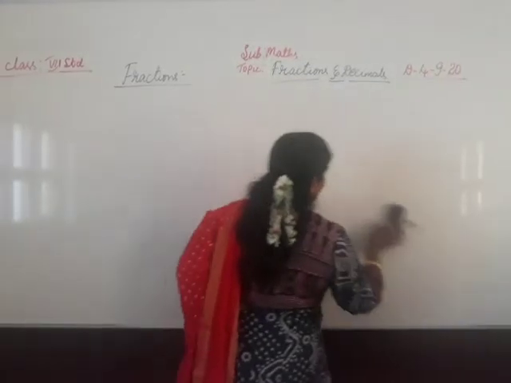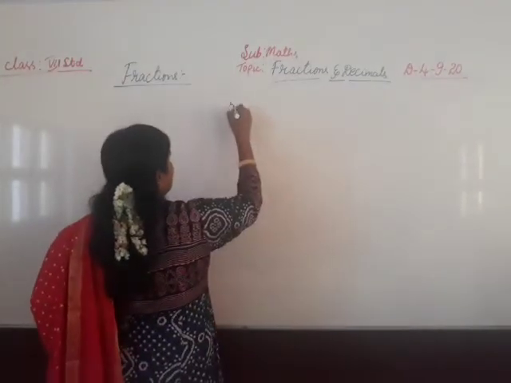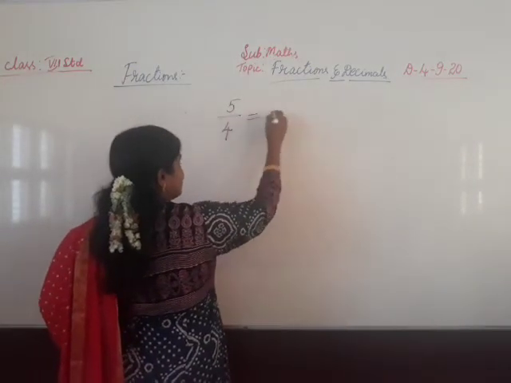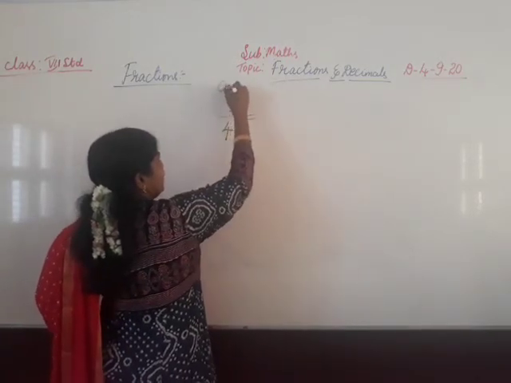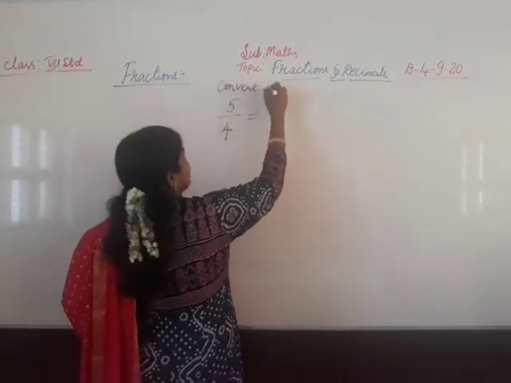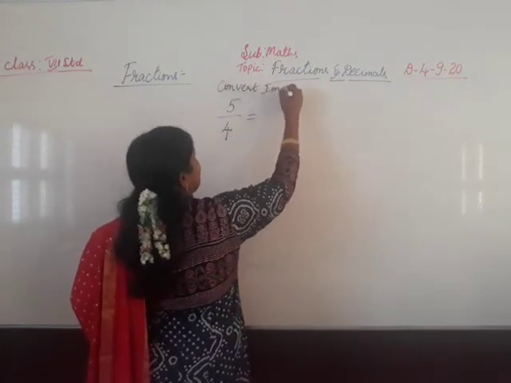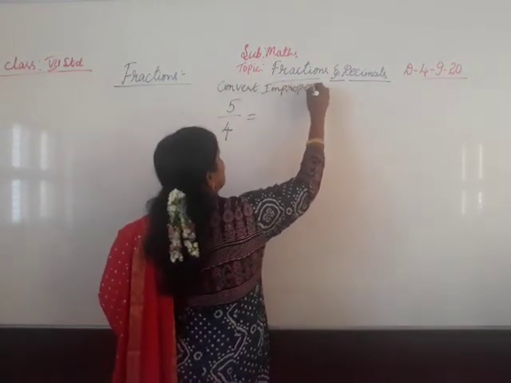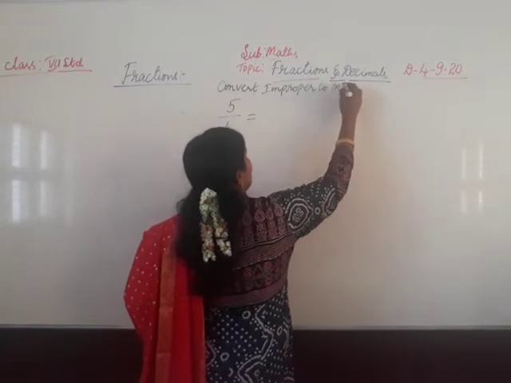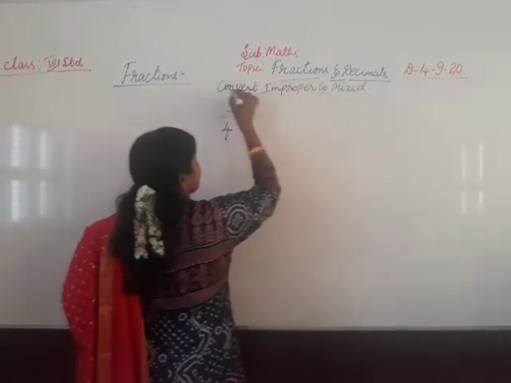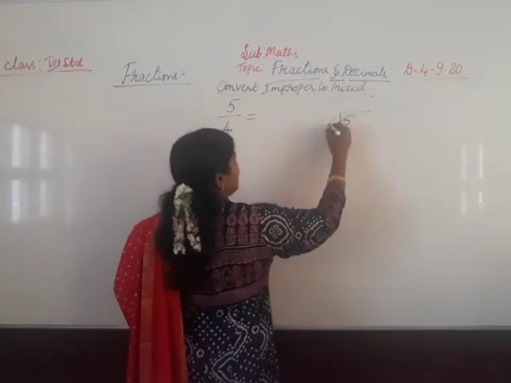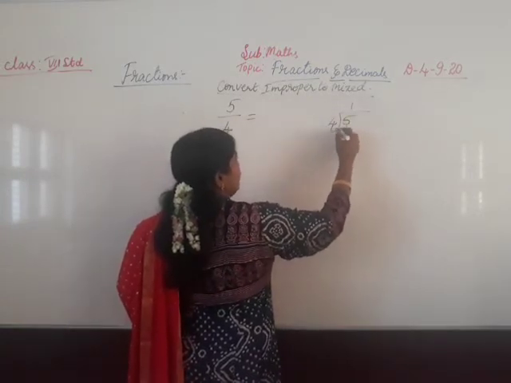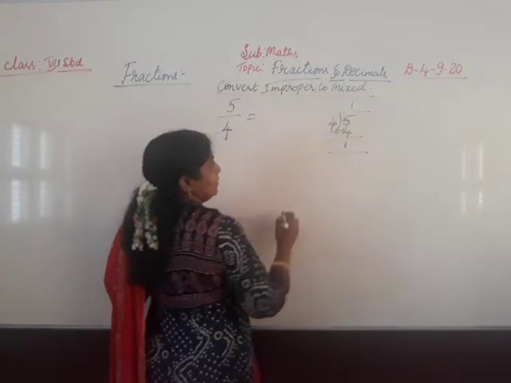simplified form. And one more thing I forgot to tell you, we can convert improper into mixed and mixed to improper. How to convert? Convert improper to mixed. Do you remember this? We have done this in the 6th standard. So what we have to do? We have to divide the numerator by the denominator. 4 1s are 4. 5 minus 4, 1.